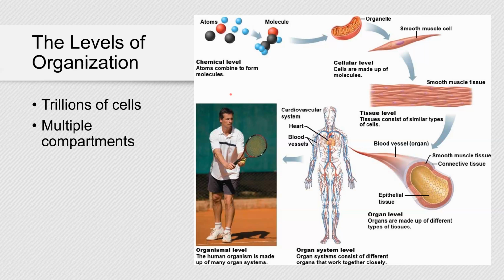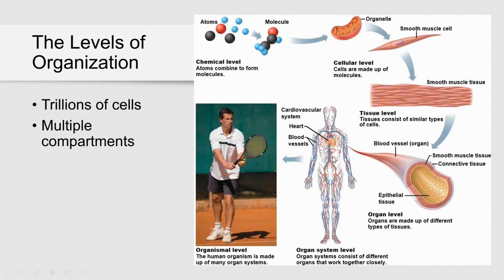So we have atoms, we have molecules, right? Then organelles. And when we get to this point, organelles make your cell, right? That's your structural unit of life. So here, for example, it's a muscle cell, smooth muscle cells. Then cells make tissues. And different tissues make organs.